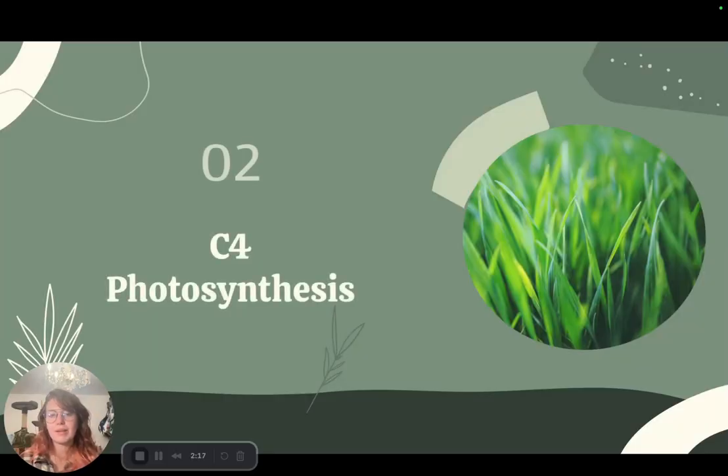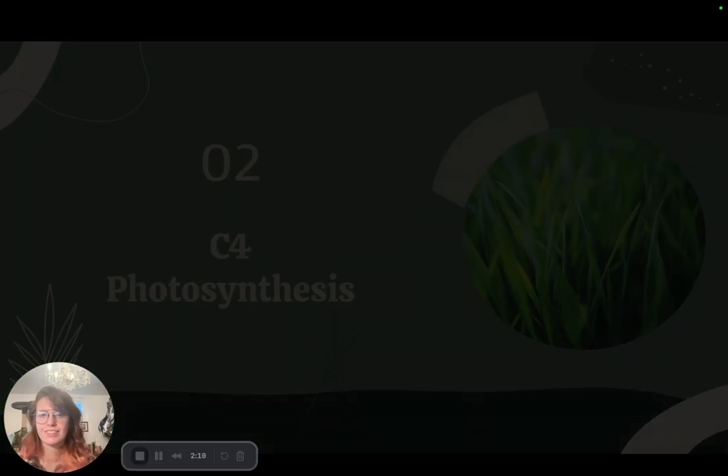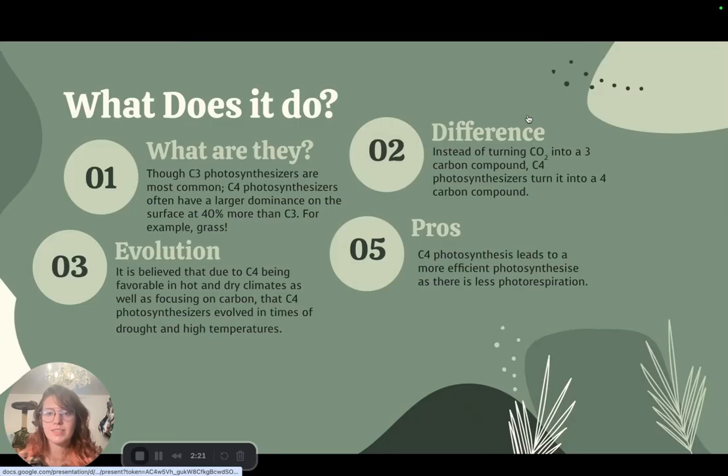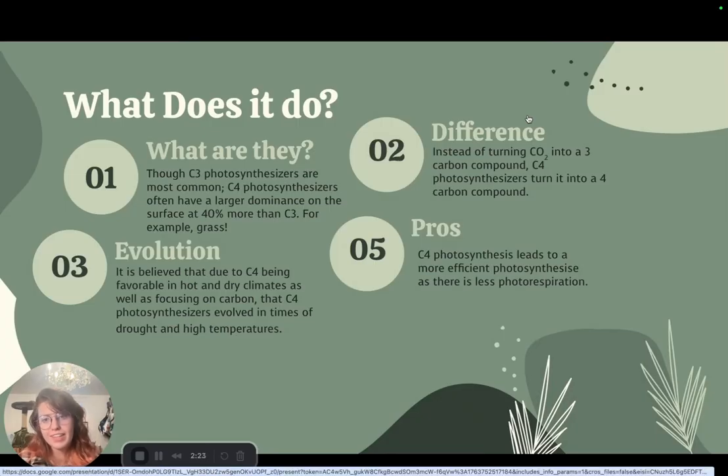Next, I'll be talking about C4 photosynthesis. What are they? Though C3 photosynthesizers are the most common in terms of species, C4 photosynthesizers are most common in terms of land dominance and take up 40% of the surface area. One good example of a C4 photosynthesizer is grass, which you see everywhere.